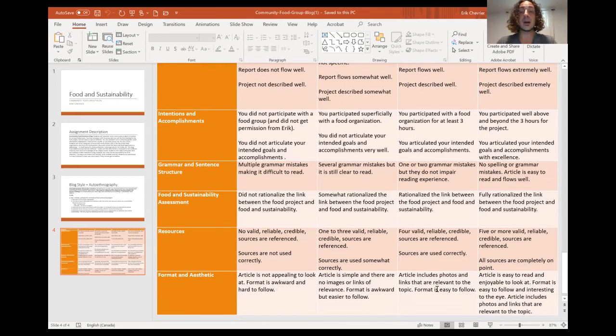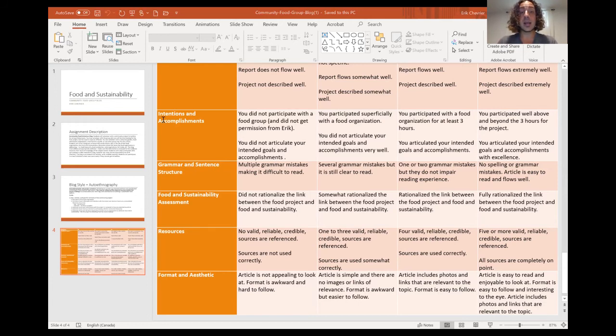Also, considering I'm not asking you to publish this, you could if you want to. The aesthetic elements are pretty much the lowest priority, but if you do want to take some time to put in some photos and stuff, that would definitely be appreciated. So I don't know if you have questions or concerns.